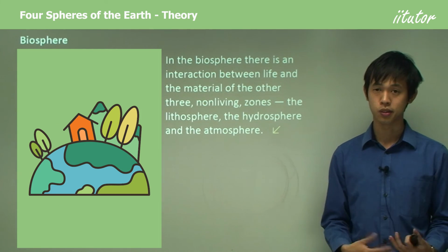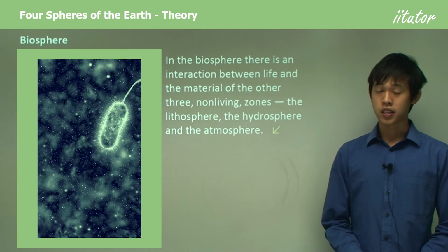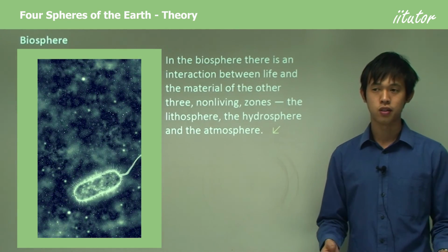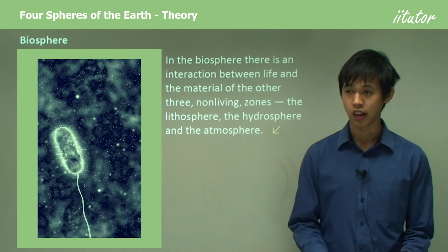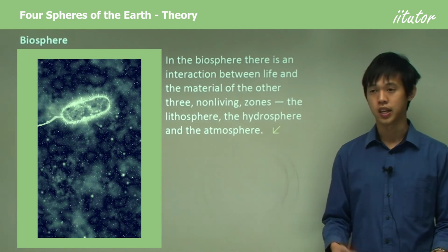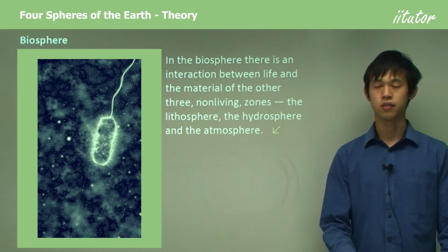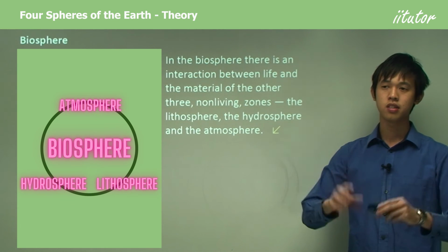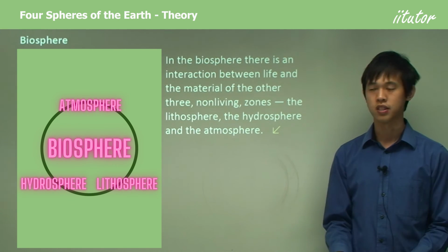Similarly, other organisms do other things. So for instance, bacteria that live in the soil live off the nutrients in the soil, the lithosphere. They absorb nitrogen from the atmosphere, and they absorb water, obviously, from the hydrosphere. Okay, so you can see that all these interactions happen between all 4 of the spheres.